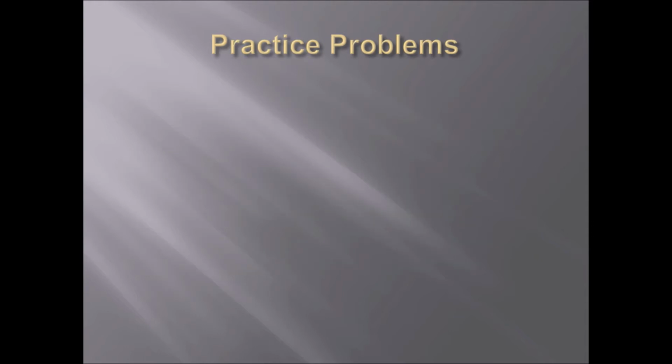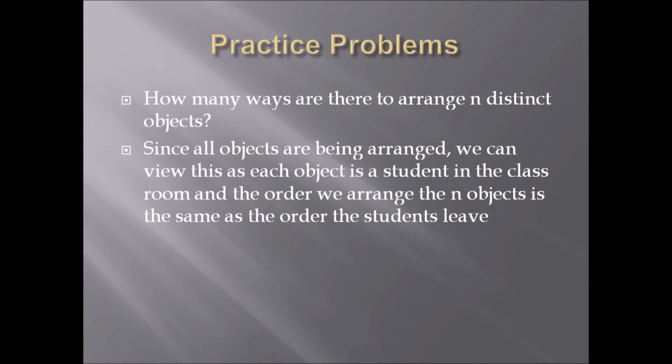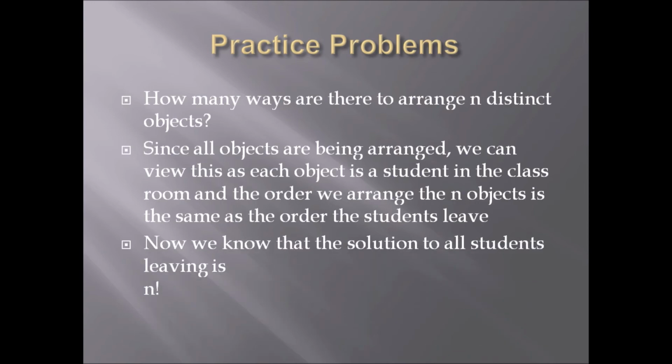Alright, let's look at another one. How many ways are there to arrange n distinct objects? Now this problem is more abstract, and when you think of arranging objects, how might you do it? Think of reducing it down to students leaving the classroom again. Since we're arranging them in any order, and we're going to arrange all of them, think of it as n students where all of them leave the classroom. And so the order that we do can be thought of in order of students leaving the classroom. And so there's n factorial ways that this occurs.